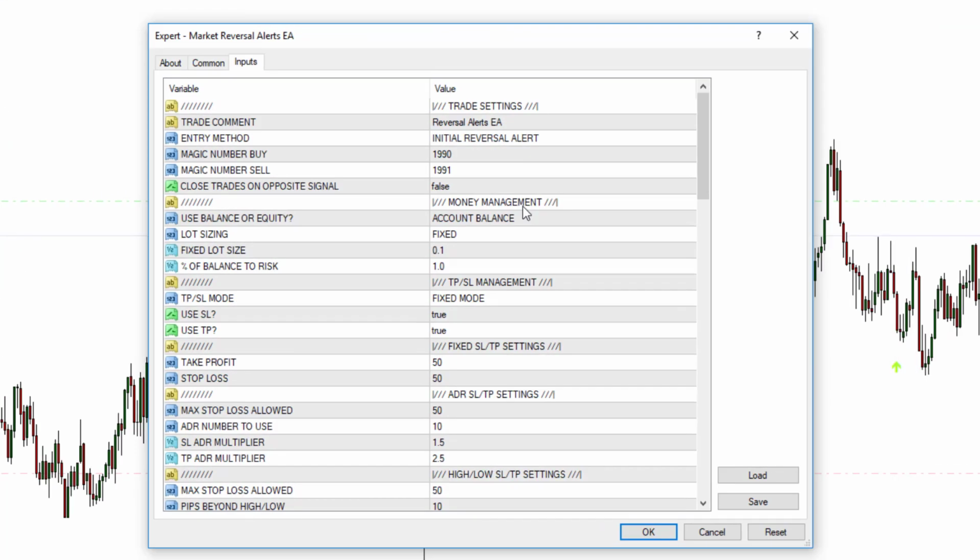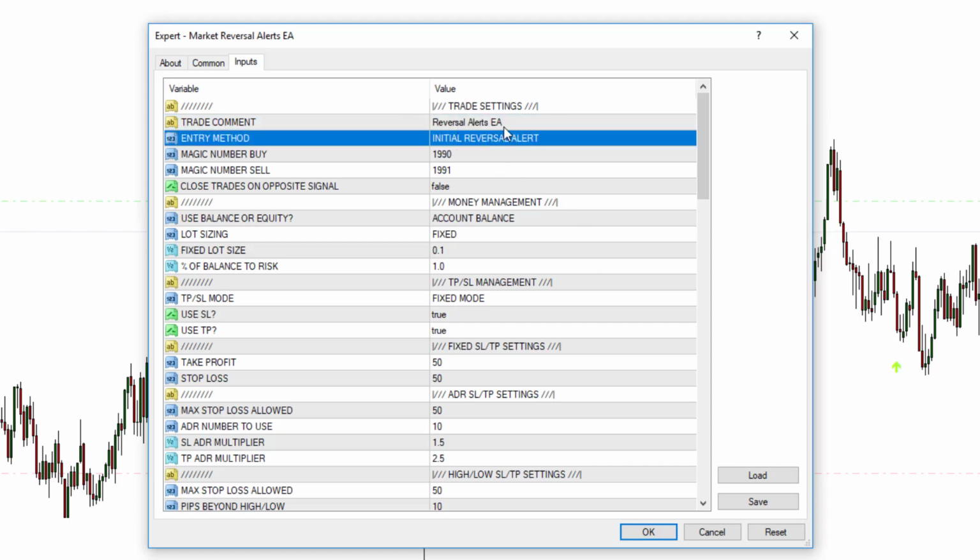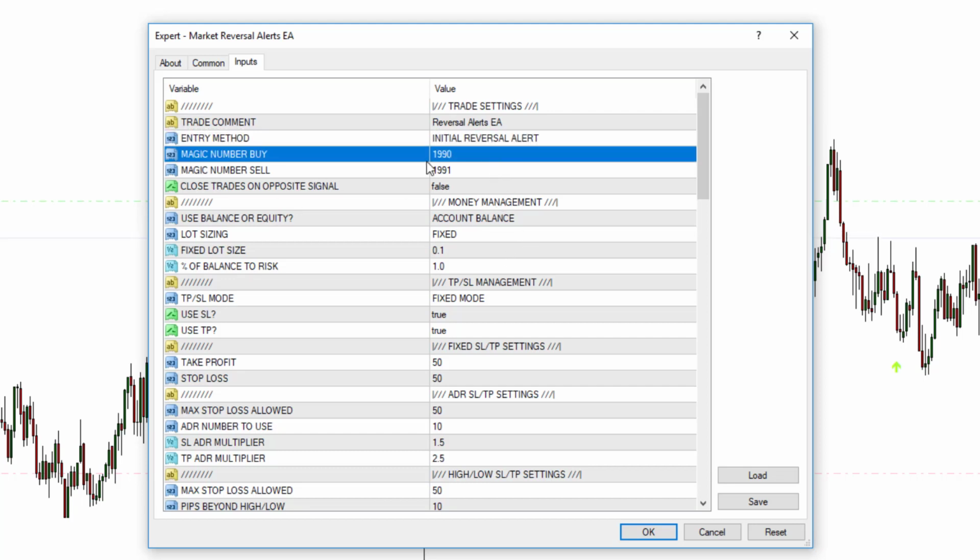As you can see, there's lots of settings available to you. We're going to go through them one by one. The trade comment is what will be entered into your P&L when the EA takes a trade for you. You can change this to anything you like. By default, it just says Reversal Alerts EA, and that's what will appear in the comments section of your trade report.